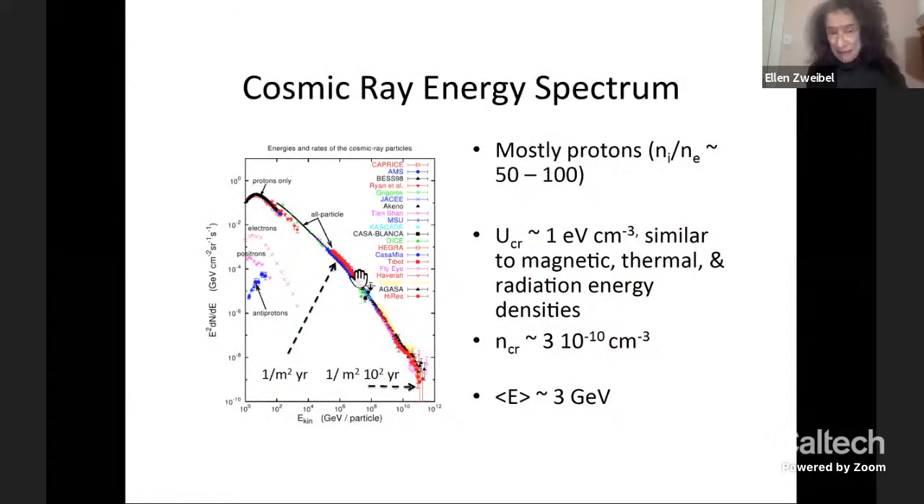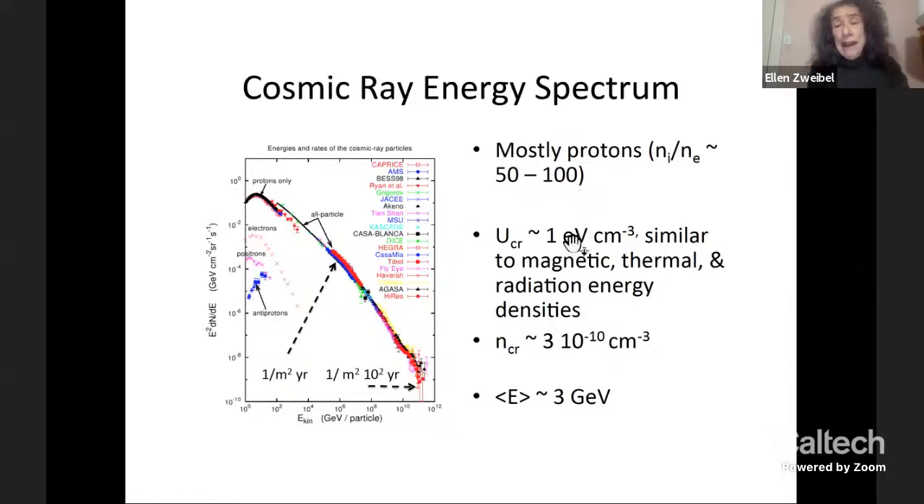Okay, so what about cosmic rays? Well, I like this image of the cosmic ray energy spectrum, in part because it shows you the vast array of experiments that have gone into characterizing the spectrum. This also shows the flux of cosmic rays at the Earth. You can see that it extends from actually less than a GeV to 10 to the 12 GeV. It's normally characterized as a broken power law. It's mostly protons. Electrons are 1 to 2%, positrons even less.